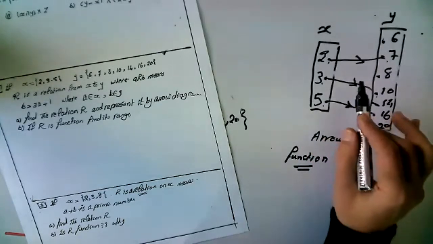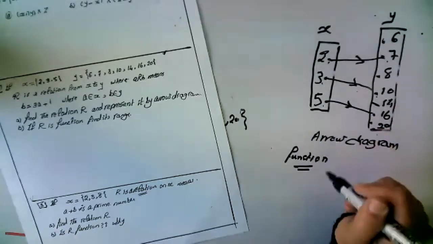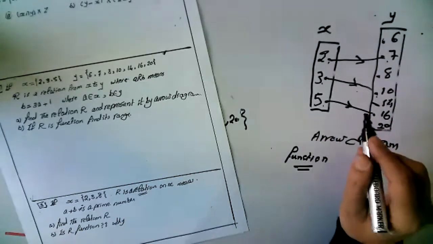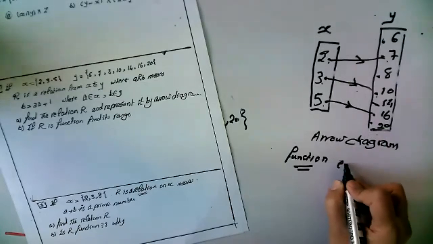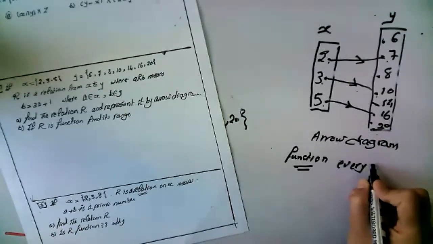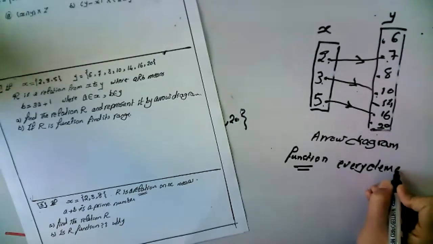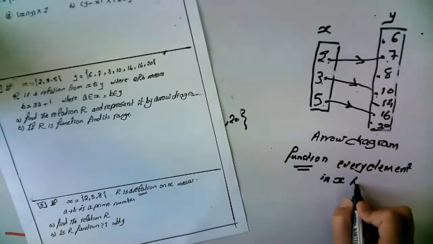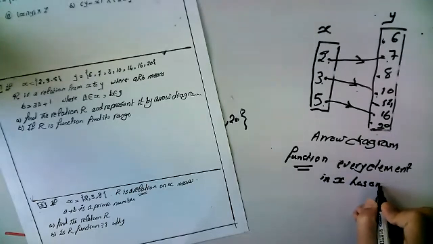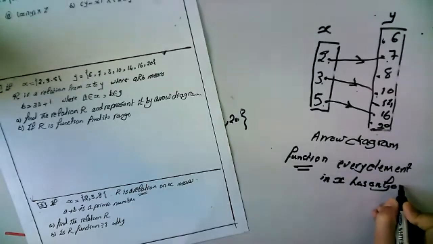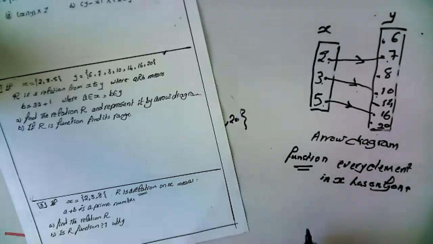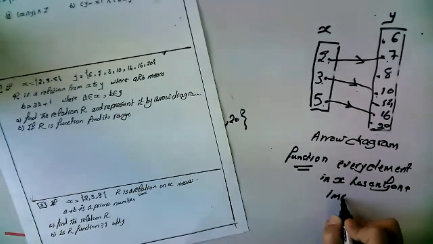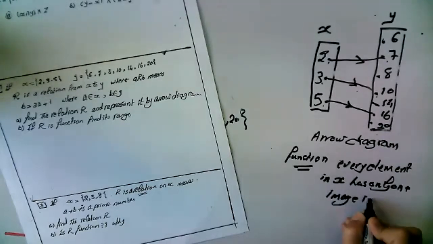Then we can say that the relation between x and y is a function because every element in the set x has only one image in y.